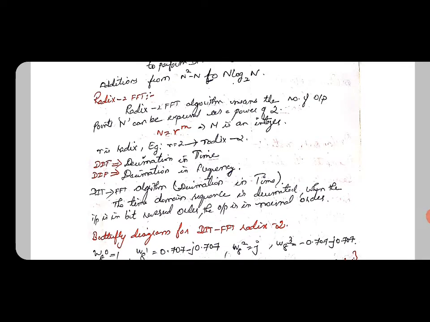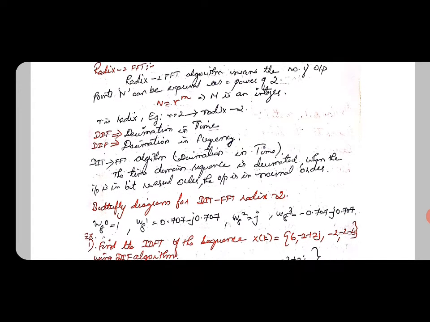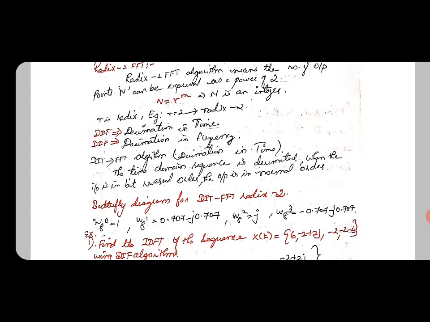DIT FFT algorithm, which is decimation in time. In DIT algorithm we need to know that input will be in bit reverse order and the output will be in normal order, which is input is shuffled and output is normal. That is the main form of DIT, and the opposite is DIF, in which input is in normal order and output is in bit reverse order.